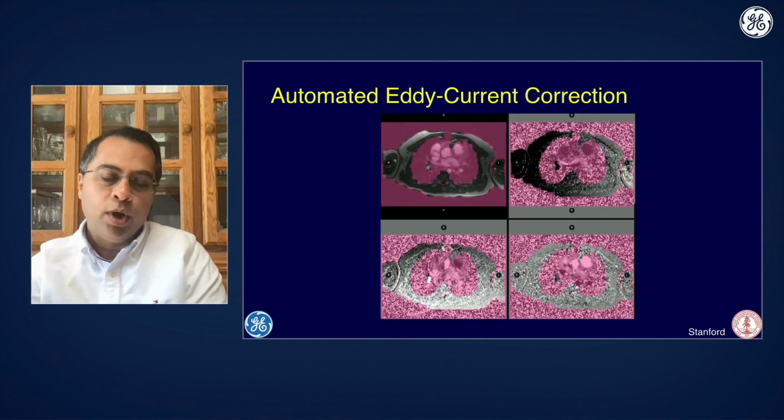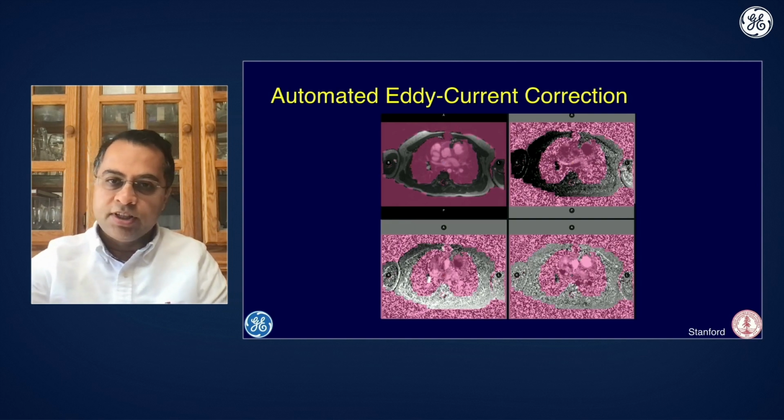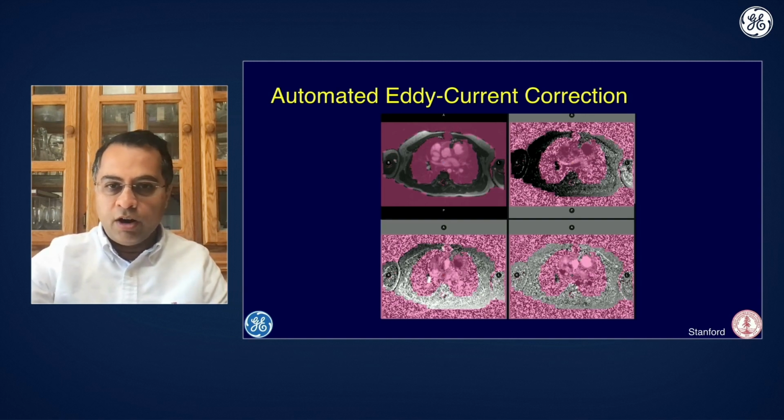I want to just point out one other aspect of this, and that is that in all of our phase contrast exams, there are eddy currents that lead to errors in our flow quantification. And this can be corrected. With our 4D flow technique, there is an automated eddy current correction that's performed. So here in this particular case, you see these areas that show in a pink overlay. This is showing regions of non-static tissue or air. And so those are segmented out automatically, and then an eddy current correction is applied.